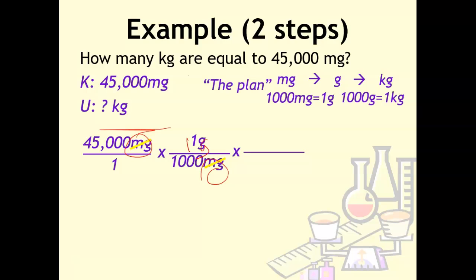What's on the top? Here's our grams again. Grams is going to go on the bottom, and there's 1,000 of them, so the 1 goes with the kilograms. You're going to get rid of all your 1s, and you're going to get rid of your grams, just the units, not the numbers. And you're going to multiply what's on top and divide by what's on the bottom. So you end up with 0.045 kilograms.